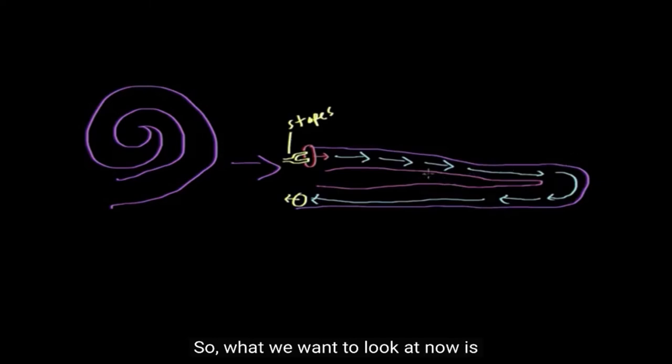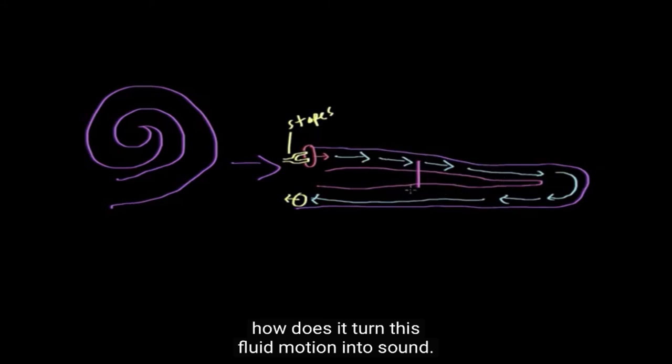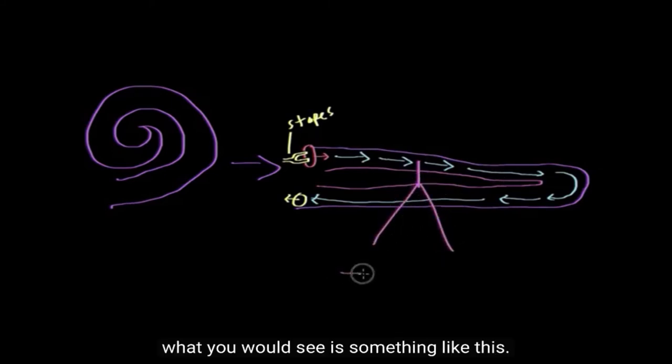So what we want to look at now is just a little cross-section of this organ of Corti, so that we can understand what happens. How does it turn this fluid motion into sound? If you actually look at a cross-section, what you would see is something like this.